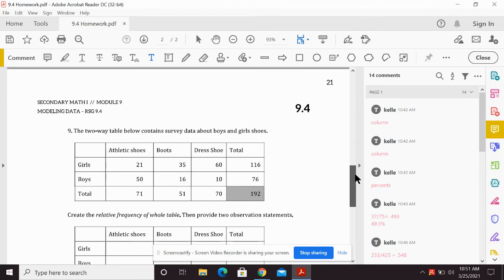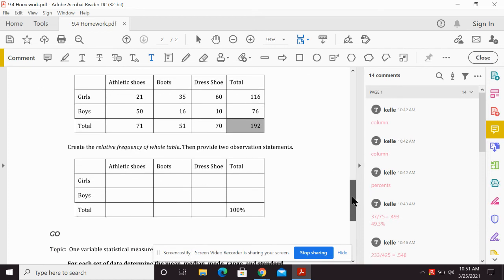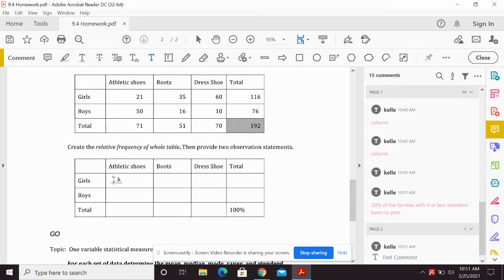So remember, when you're doing the whole table, it's about the overall total number of people. So everything is going to go over 192. Like this one is going to be 21 over 192. And then you would turn that into a percent, not a decimal, not a fraction. It's going to be about 11%. You're going to do that for all of these numbers, all over 192.